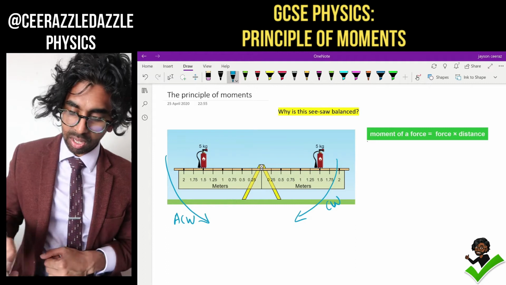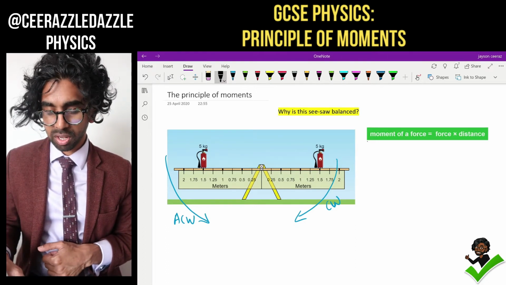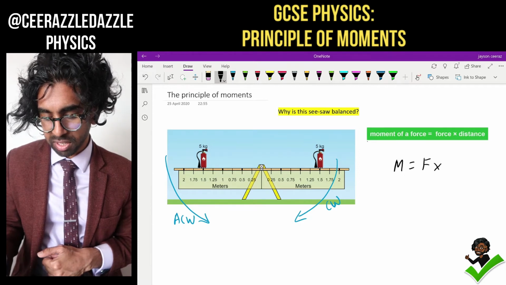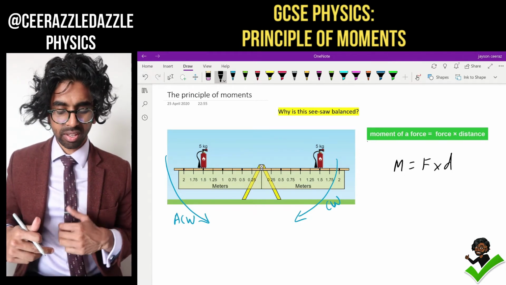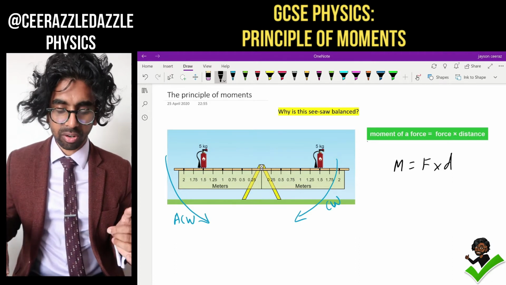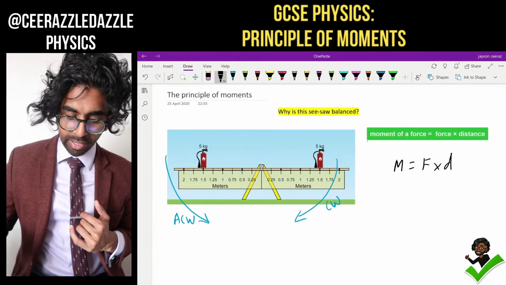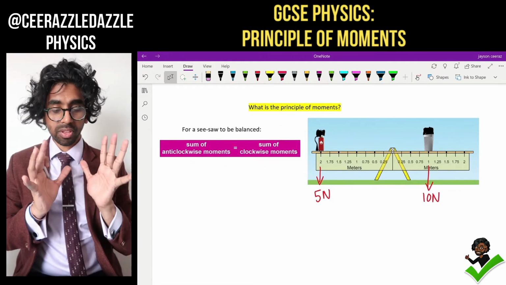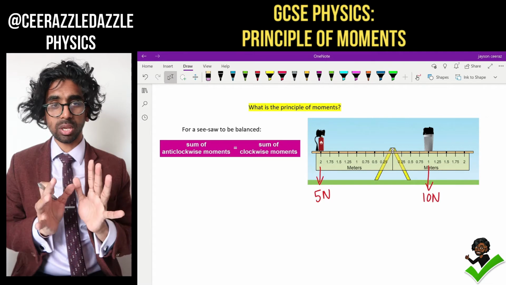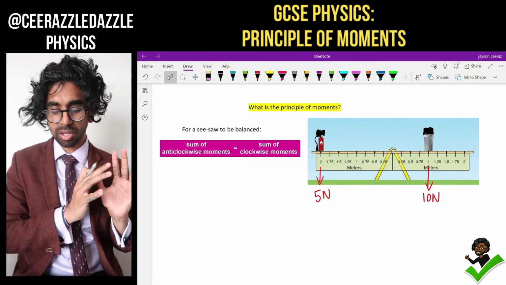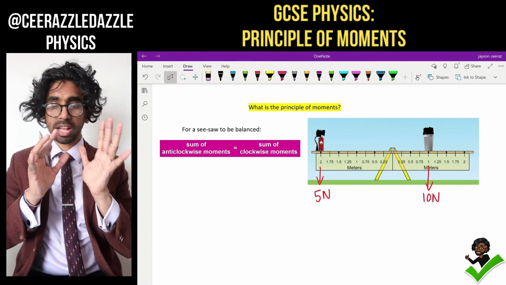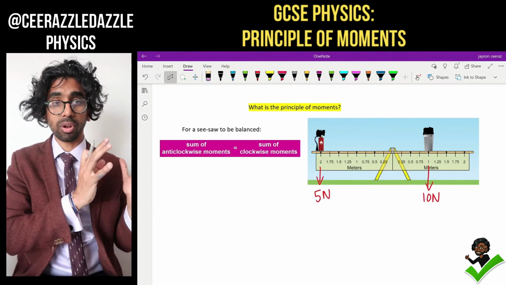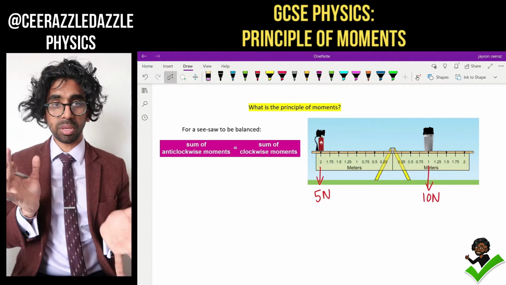And to work out the moment of a force, we looked at this formula last time. The moment of the force is equal to the force multiplied by the distance. Okay. But let's look at a couple of examples to get our head around the actual formula. So, what is the principle of moments? It is simply this. The sum of the anti-clockwise moments must be equal to the sum of the clockwise moments. So if you were to total up the amount of anti-clockwise moments, that should be equal to the total amount of clockwise moments for the beam to be balanced.